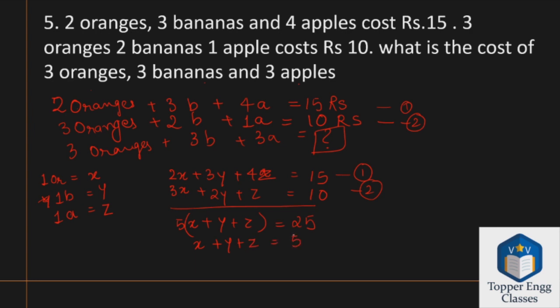By multiplying both the sides by 3. I multiplied by 3 because we have to find the cost of 3 oranges, 3 bananas and 3 apples. So we get 3x plus 3y plus 3z equals 15. So our cost will be rupees 15.